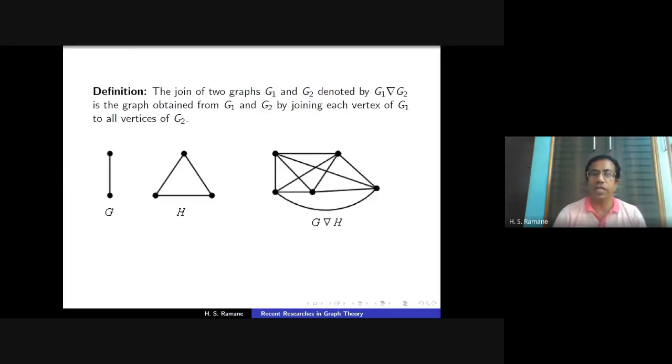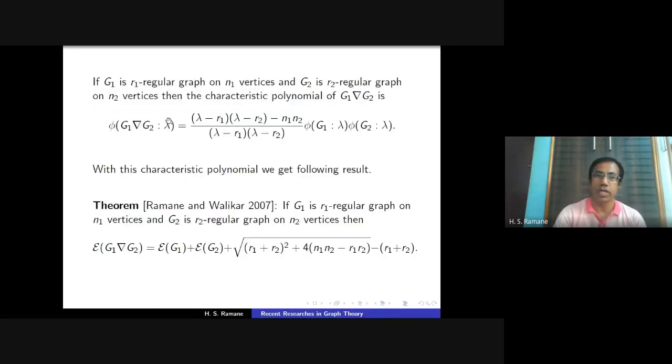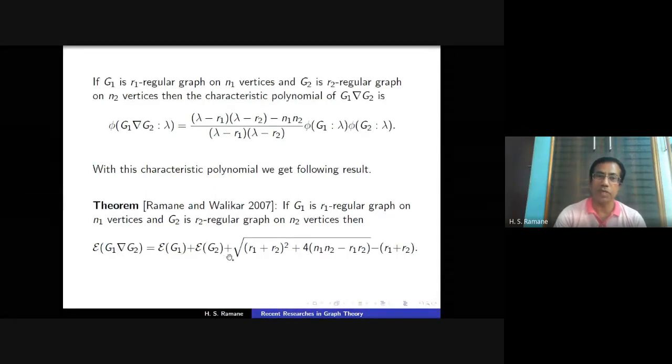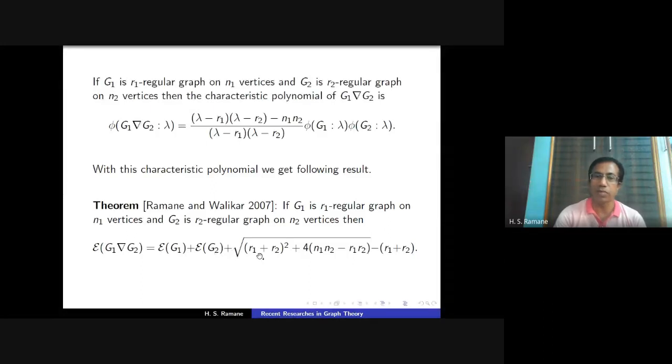Okay, then we constructed for all n. For that we have taken the join. The join of two graphs is nothing but joining all points of this graph to all points of the second graph. That is called the join of two graphs. The characteristic polynomial of the join of two graphs, where G1 and G2 are regular, is given in this expression. From this, the energy of the join of two graphs is energy of G1 plus energy of G2 plus the square root of (R1 plus R2) squared plus 4 N1 N2, minus R1 plus R2.